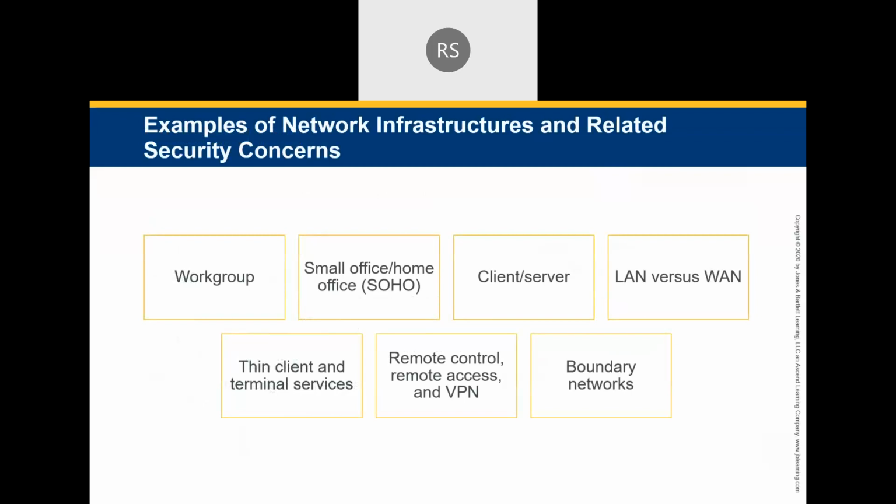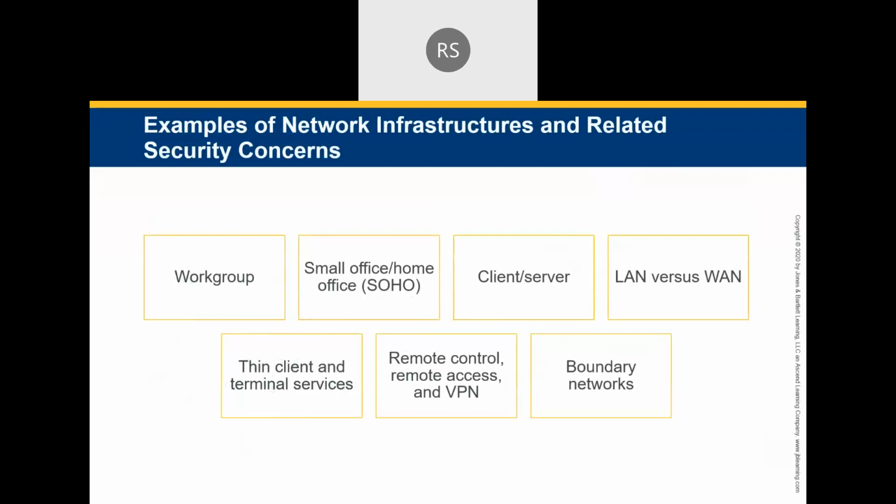So now we're going to talk about some different types of network infrastructures and related security concerns. You have a work group, a small office, home office, client server, LAN versus WAN, thin client and terminal services, remote control, remote access, and VPN, and also boundary networks.